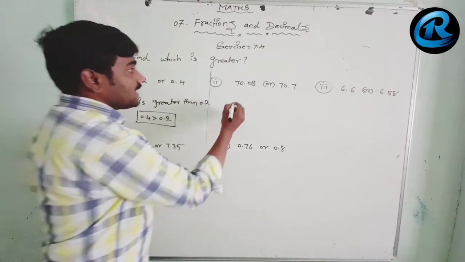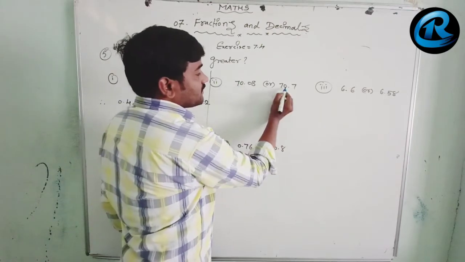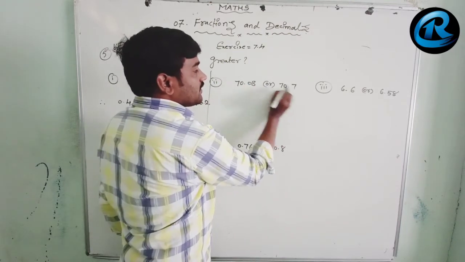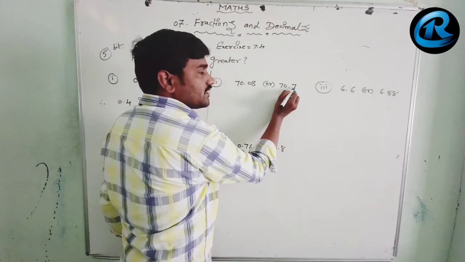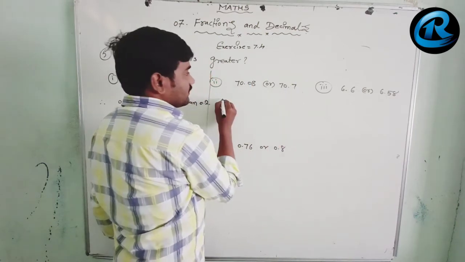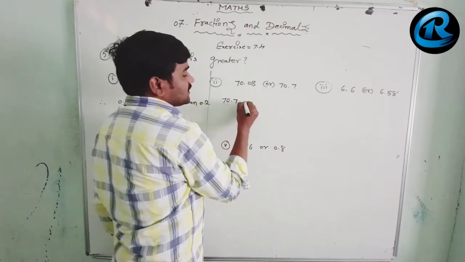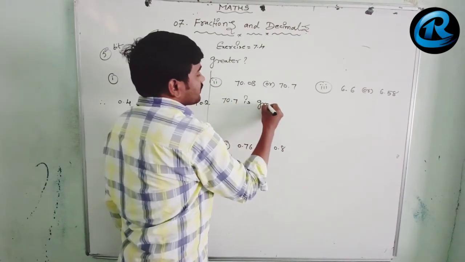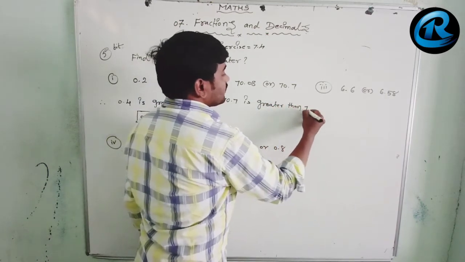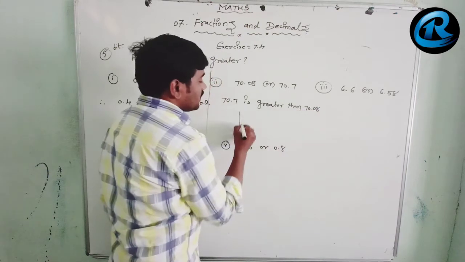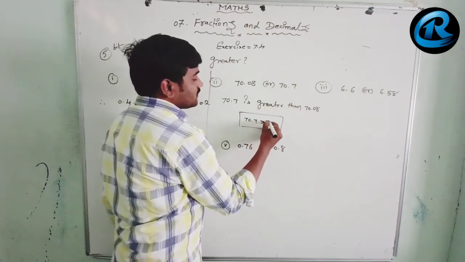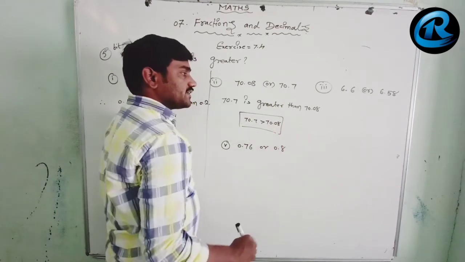Next we will see that here 70 and 70 are balanced. Let us see the next. Here 0, here 7. Is 0 greater or 7 greater? The 7 is greater. So we write 70.7 is greater than 70.08. Let us write like this: 70.7 is greater than 70.08.